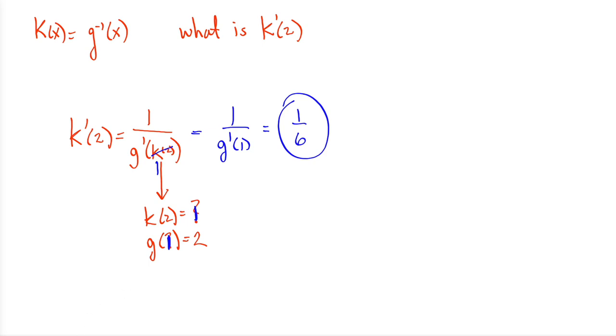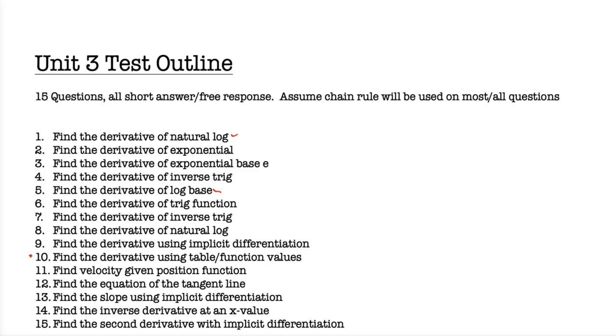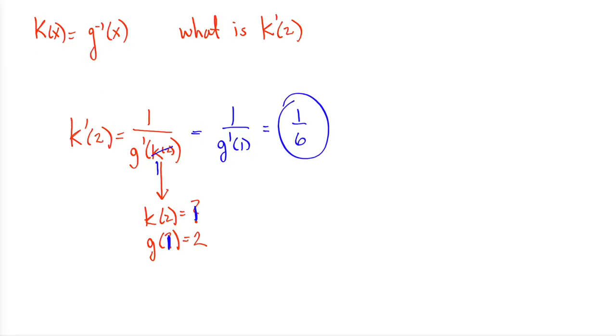While I bring this up, on number 10 there, on the test, it says find the derivative using table function values. So not everything is going to be given to you in a table. I know you guys are probably pretty used to looking at tables by now because that's how you've been given the information. But tables are generally used when there's a lot of values.